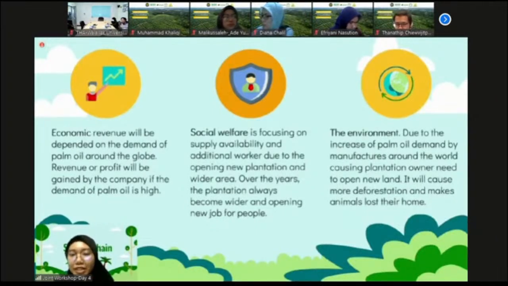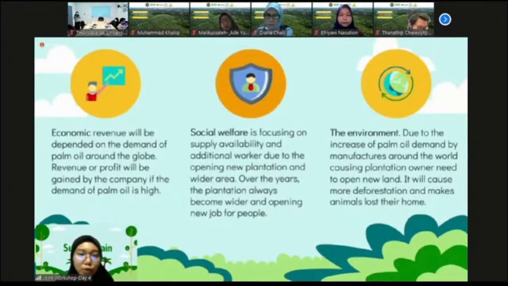Due to the increase of palm oil demand by manufacturers around the world, plantation owners need to open new land. And it will cause more deforestation and make animals lose their houses. And yeah, those reasons are the main points on why the supply chain needs to be managed.